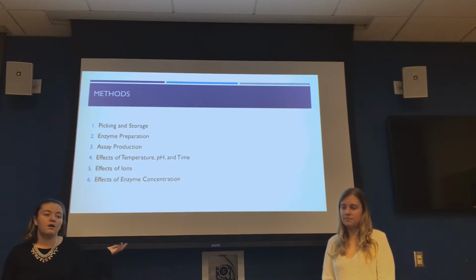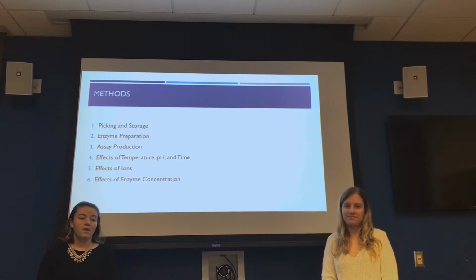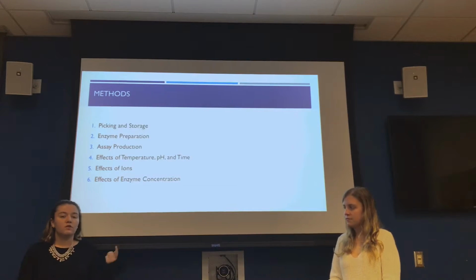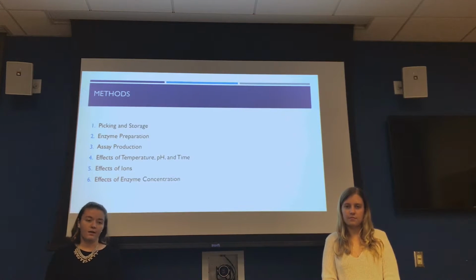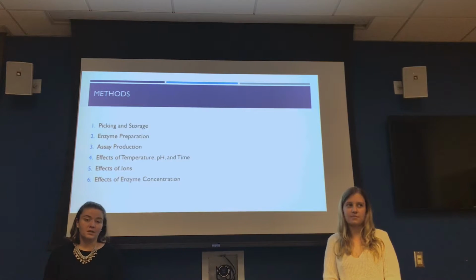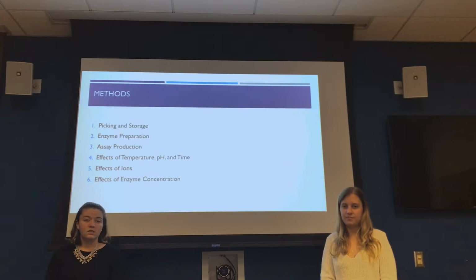And these are the methods, a list of methods that the researchers took. We're going to go over all of them in much more detail, but for the first one, picking and storage, I'm going to talk about that a little bit. First, the researchers had to pick the beans, obviously, and then they stored them at 4 degrees Celsius in order to prevent lipolysis.